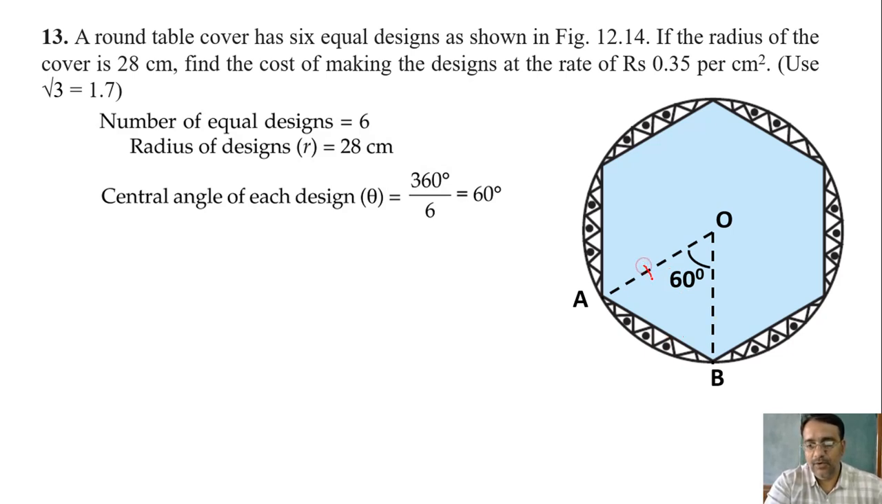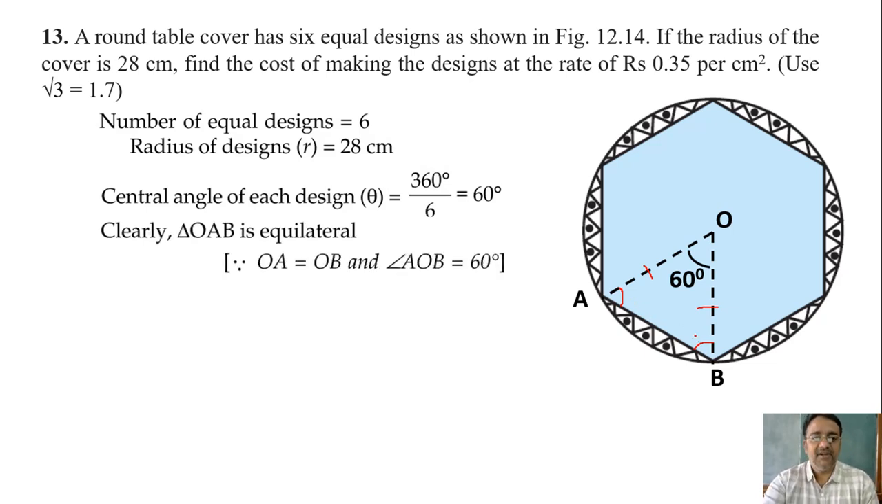And we have to show that now this is an equilateral triangle. How? OA is equals to OB. So these two angles are equal. And the sum of these two angles is 120 degree. Right? So each angle will be equals to 60 degree. So clearly triangle OAB is an equilateral triangle because OA is equals to OB and angle AOB is equals to 60 degree. Otherwise you can show also.